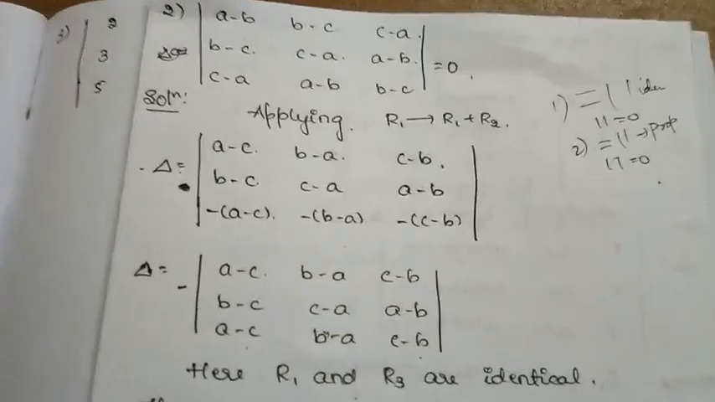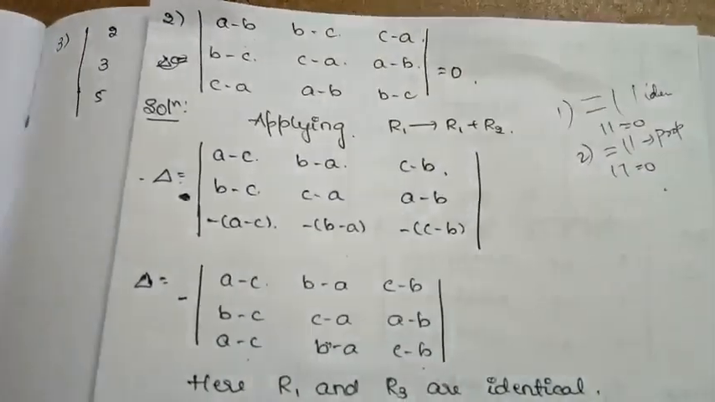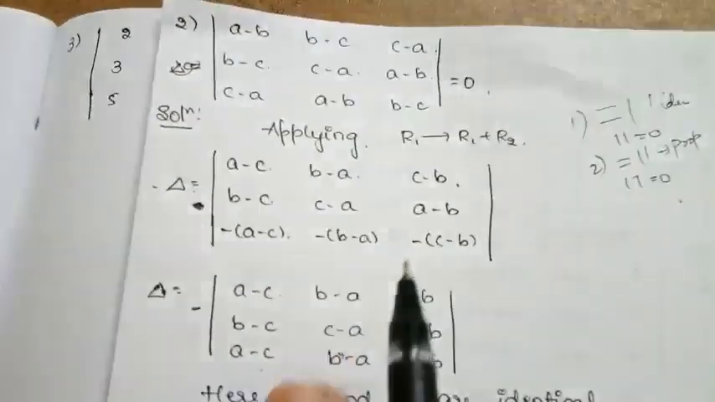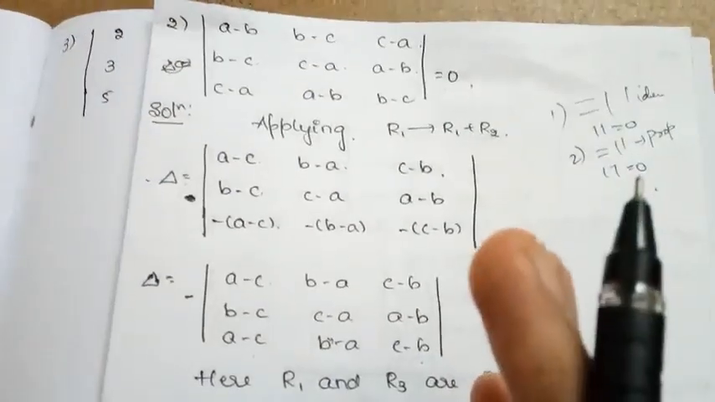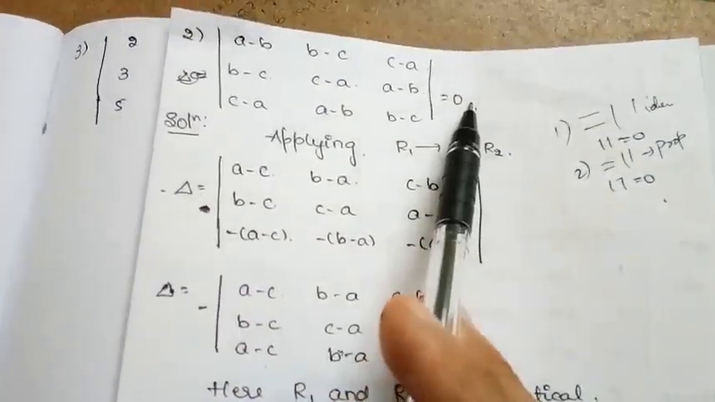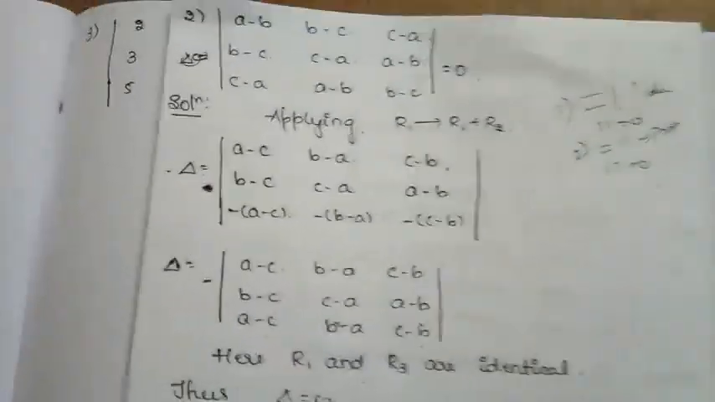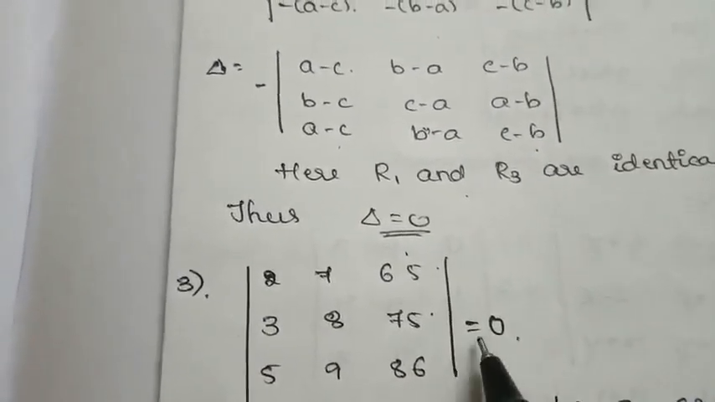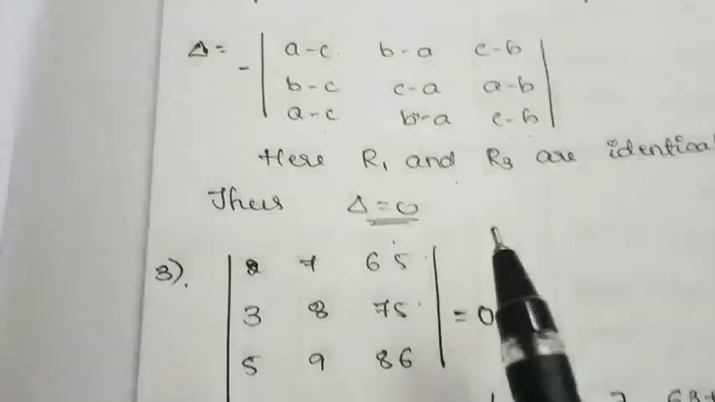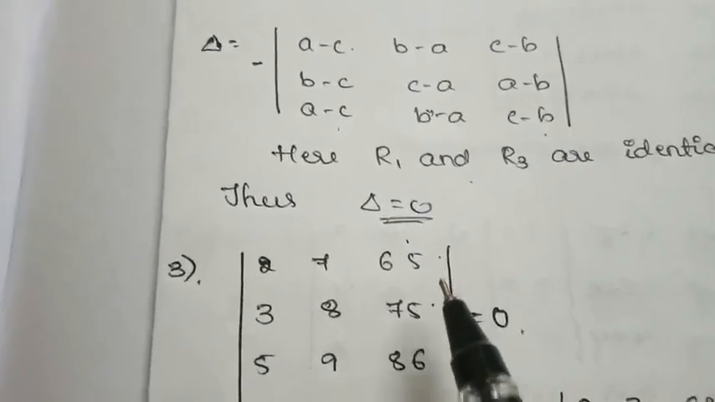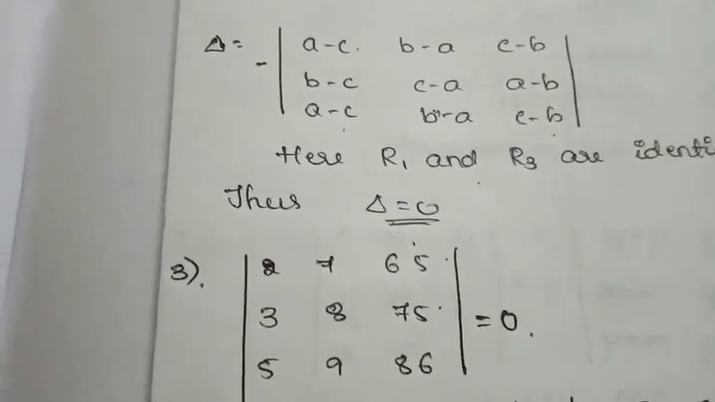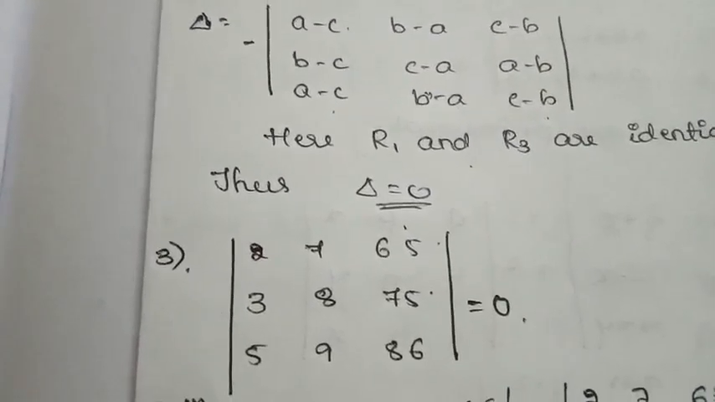So the idea we need to keep in mind is that to get a determinant equal to 0, I should make any 2 rows or any 2 columns either identical or proportional. If I do that, I directly get the value of the determinant equal to 0. Then the third question: 2, 7, 65, 3, 8, 75, 5, 9, 86 is equal to 0. Again, what is our first agenda? Either I should make any 2 rows or any 2 columns identical or proportional. Let us see how we are going to proceed.